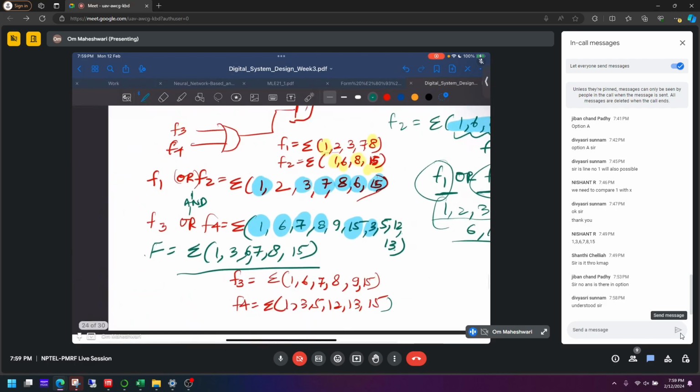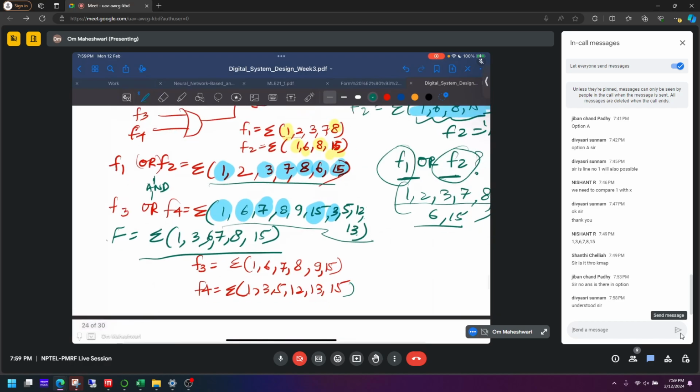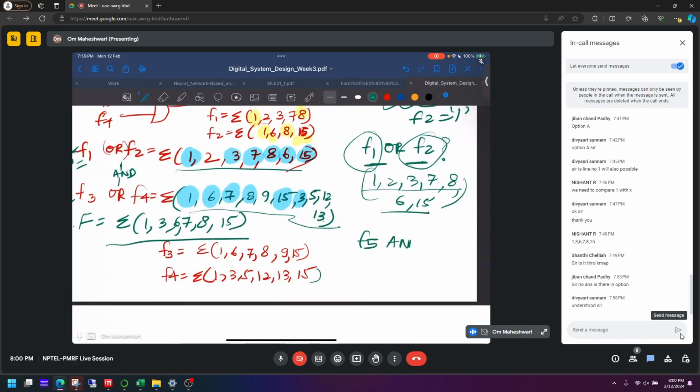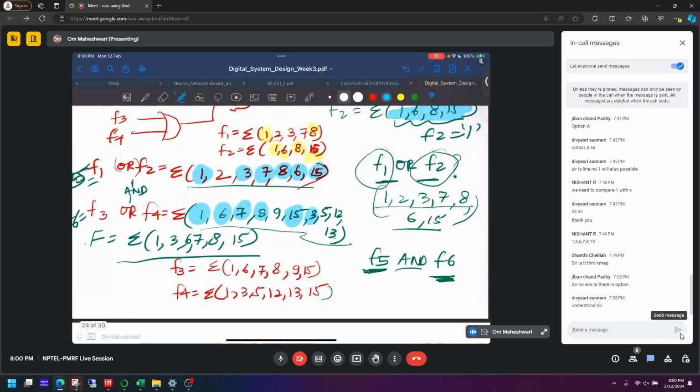Similarly, here let's say we have found these two. Now AND means both, let's say we call them F5 and F6. F5 and F6 means both F5 should also be on, F6 should also be on. So we just have to look at the common cases only.